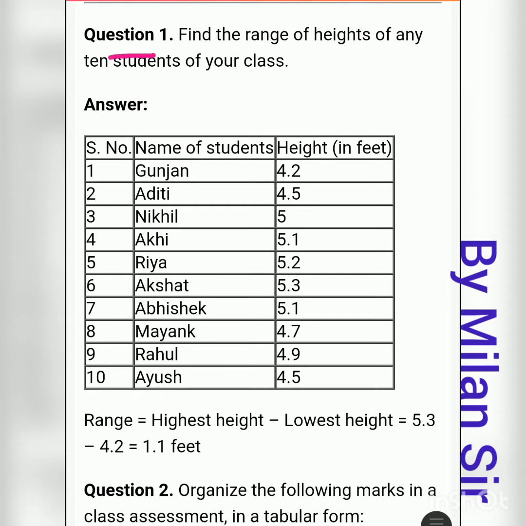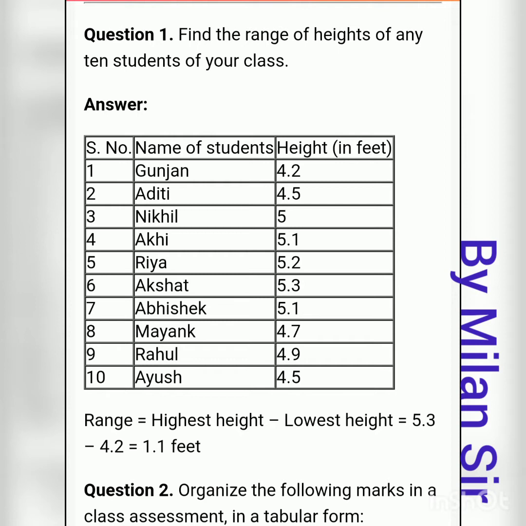In question number 1, find the range of heights of any 10 students of your class. This is one type of activity given to you. You just need to select your 10 friends, and you need to note the height of your friends.